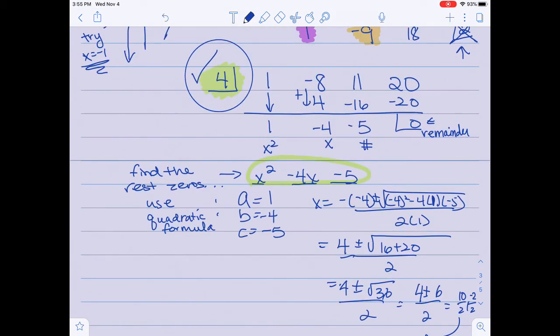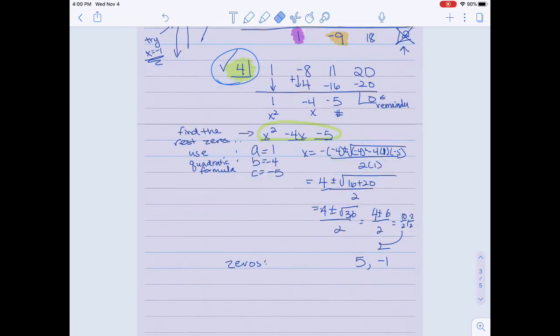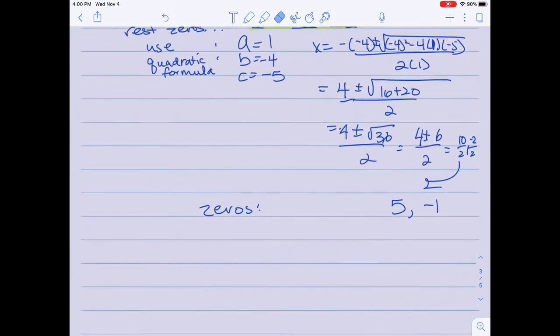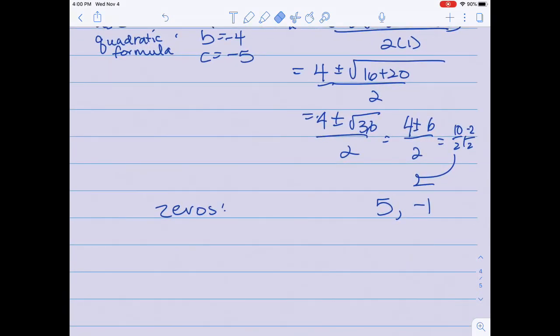So our zeros: we found the first one that worked, right here at 4, with synthetic division. And then we solved the rest with the quadratic, and we got 5 and -1. And those are our zeros.